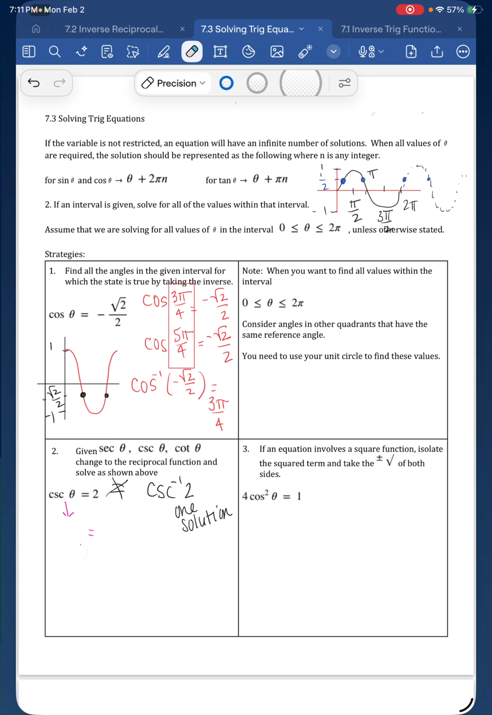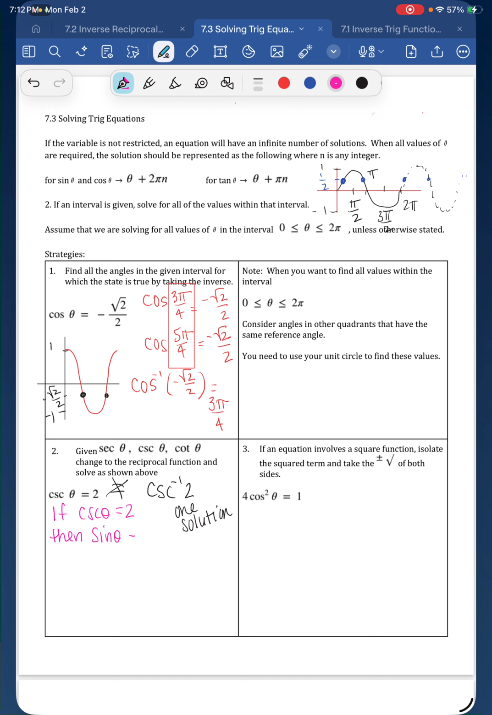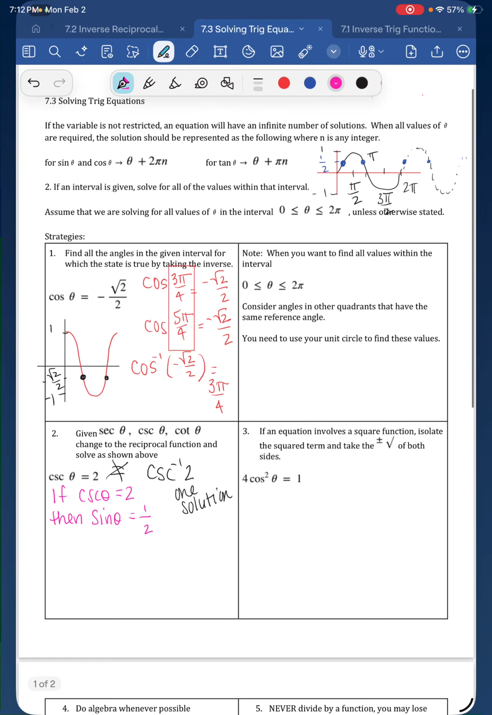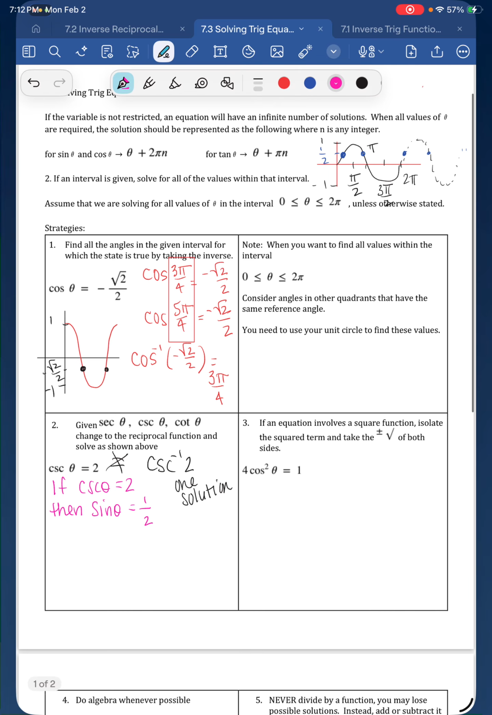I'm going to erase this and start that over again. If the cosecant of theta is 2, then the sine of theta is 1/2. Those are true statements. Cosecant and sine are reciprocals. So now you've got to figure out your reference angles. Okay, so what angle has a sine of 1/2? That angle would be pi over 6. Okay, so that's your reference angle.